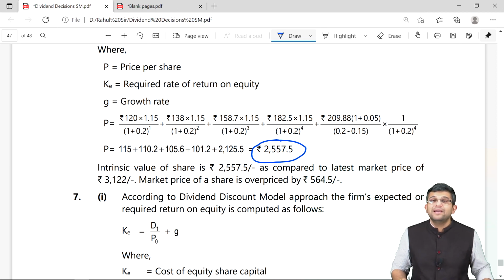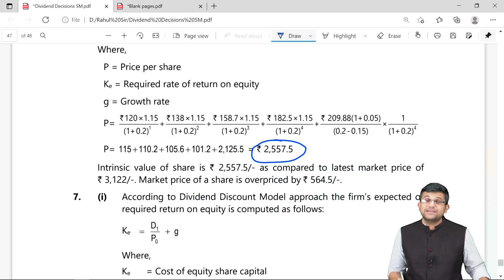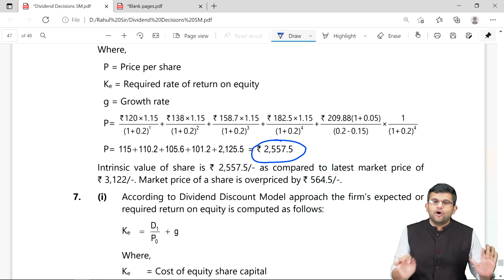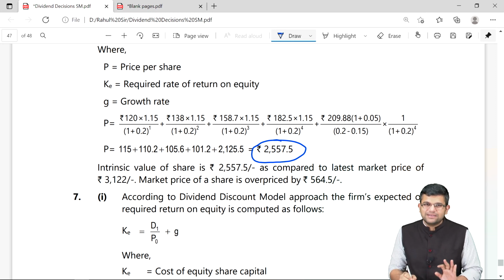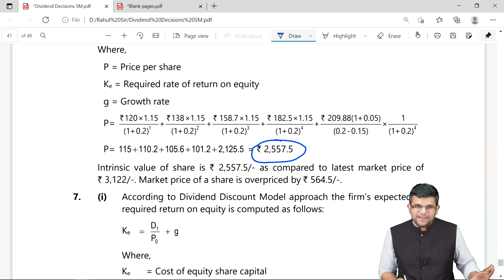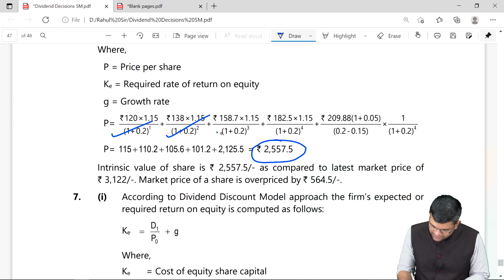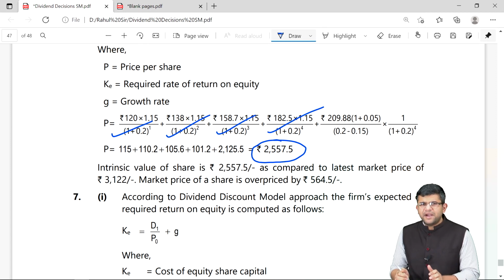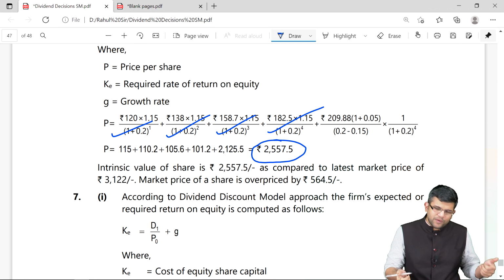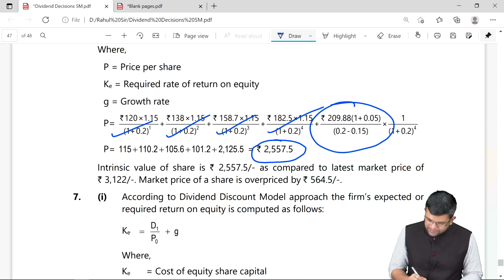Now you might feel, sir, what is this? Which one is right? Children, with all humility, let me tell you, this answer is wrong of ICAI here, because can you see here, till here everything is same that we have done. We have done it in a tabular form. They have put it in an equation. That's okay.